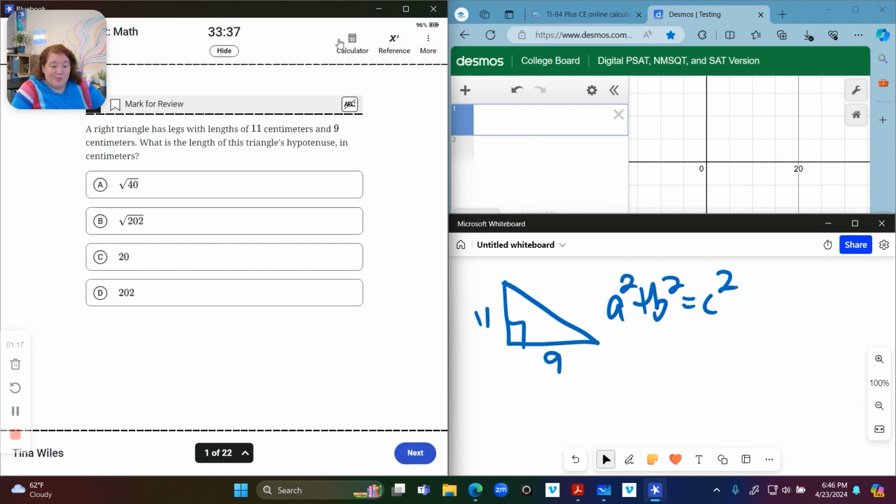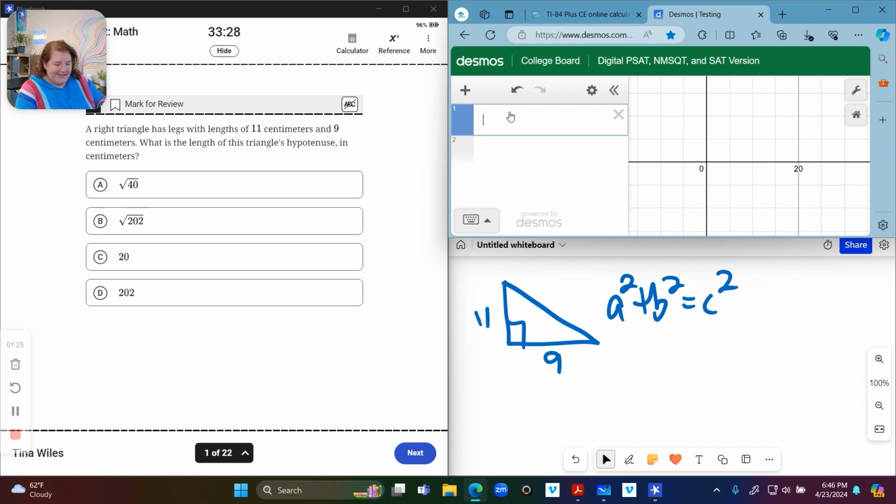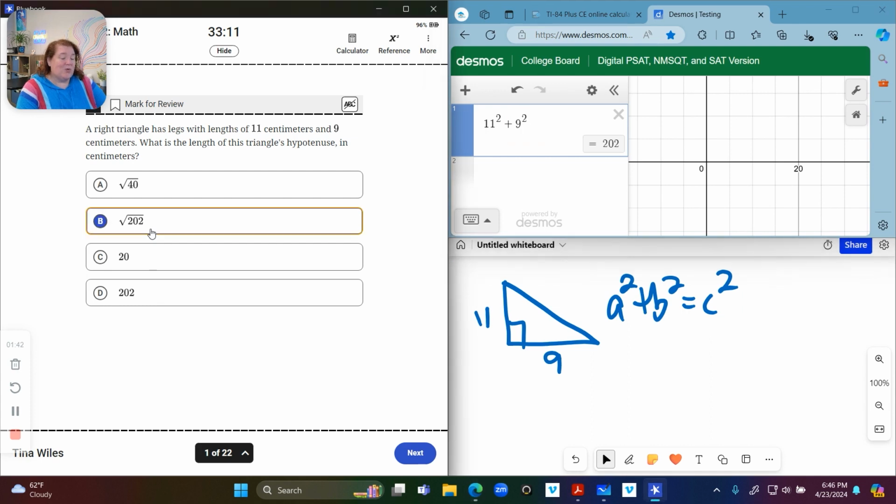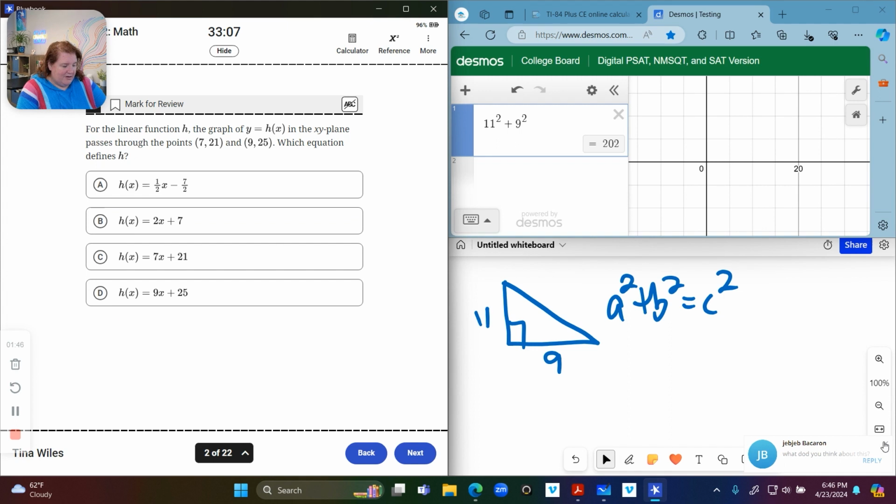I have Desmos pulled up, but you could access that through the calculator on the screen. I just have it pulled up over here to make it easy. It doesn't matter which one is which. I'm going to do 11 squared plus 9 squared, which is 202. That means c is going to be the square root of 202. So that was number one.